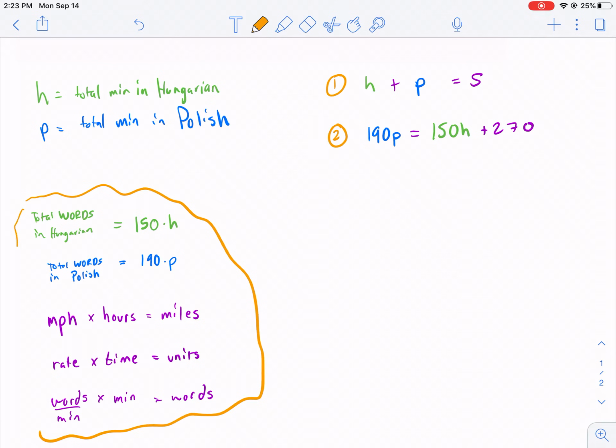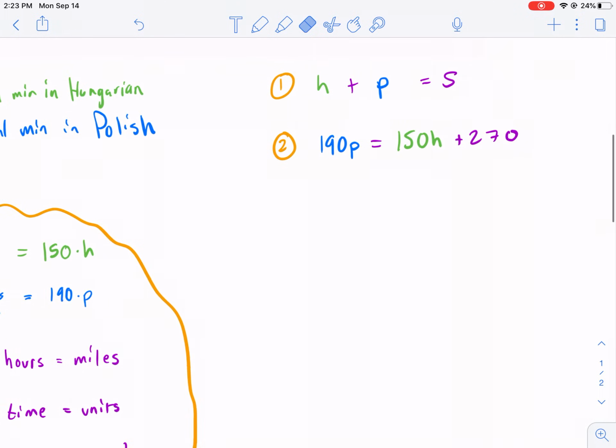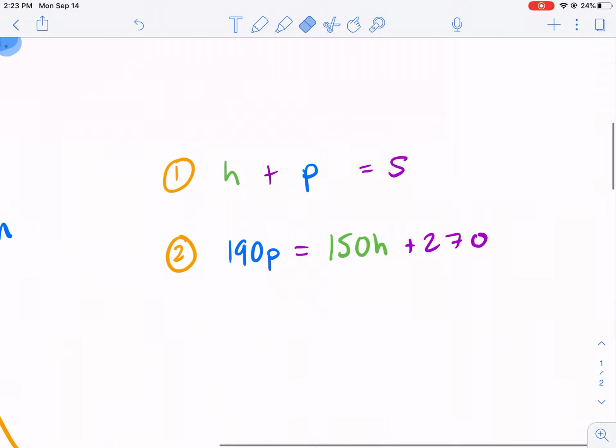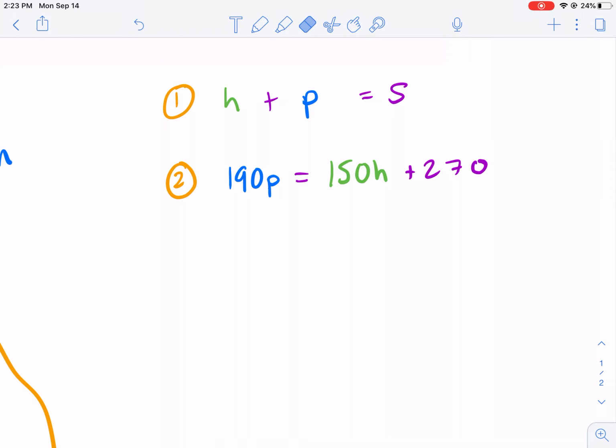But if you can understand that rate, it's derived from R, rate equals distance over time, or your units over time. So if we multiply rate times time, we get the distance. It's the same thing with words per minute. I just wanted to show kind of a background of where I got that information from. So now we have just the algebra. Just a system of equations. We have h plus p equals 5, and then 190p equals 150, h plus 270.